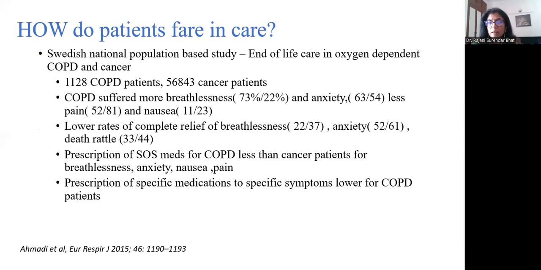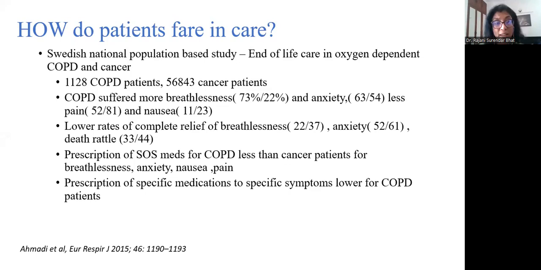So this paper in the European Respiratory Journal looked at Sweden, which has a very robust national health system. And one realized that when you compare COPD patients, advanced COPD patients who are oxygen dependent, with patients who have advanced end-stage cancer, the COPD patients' symptoms were not addressed as much. They had more breathlessness, more anxiety, more pain, more nausea, and their symptoms were not relieved because the SOS medications given for COPD patients were less. They were not given relief of symptoms.